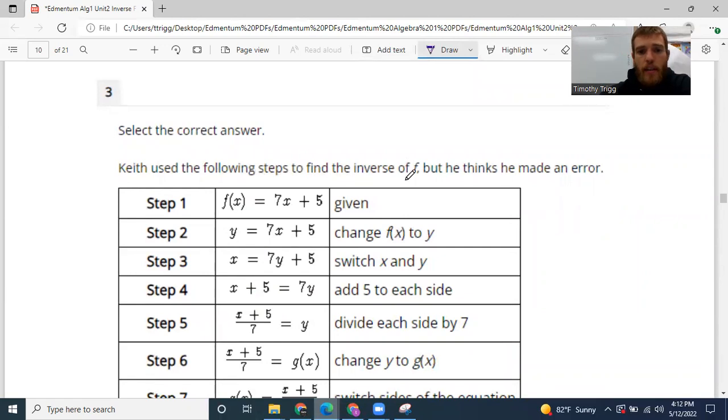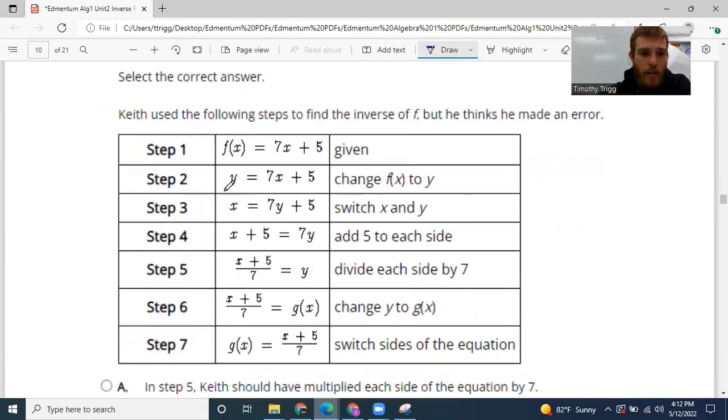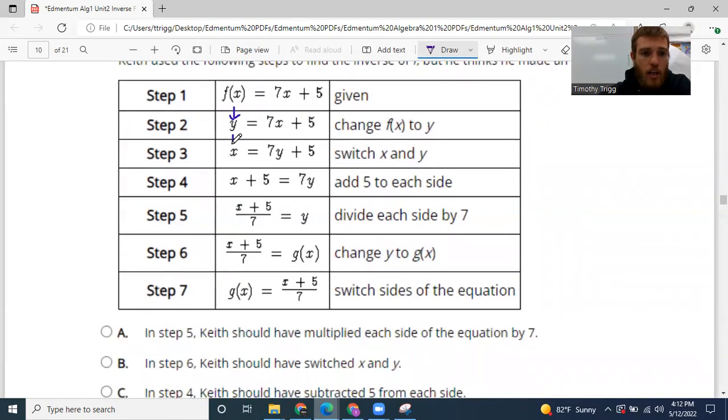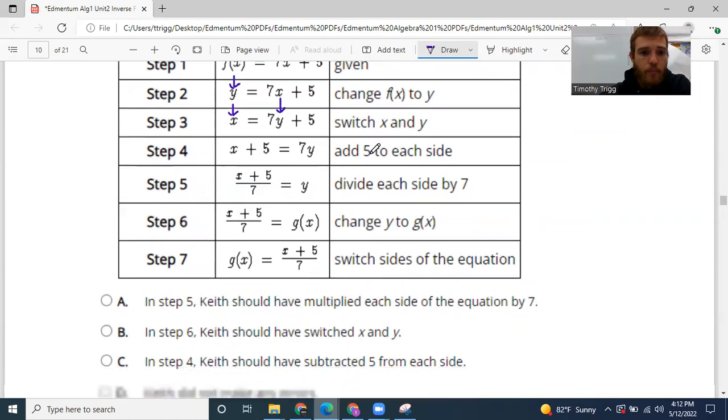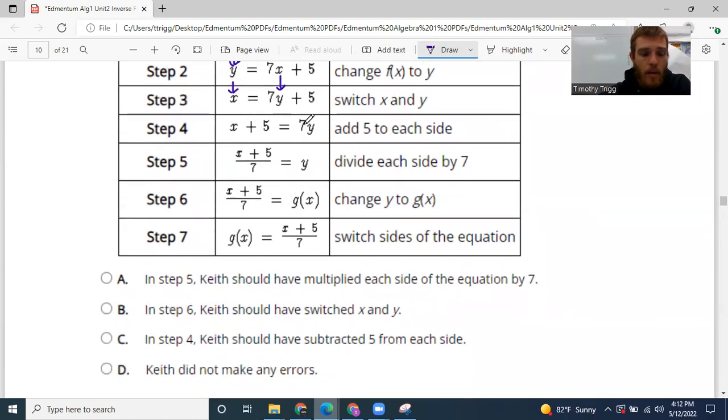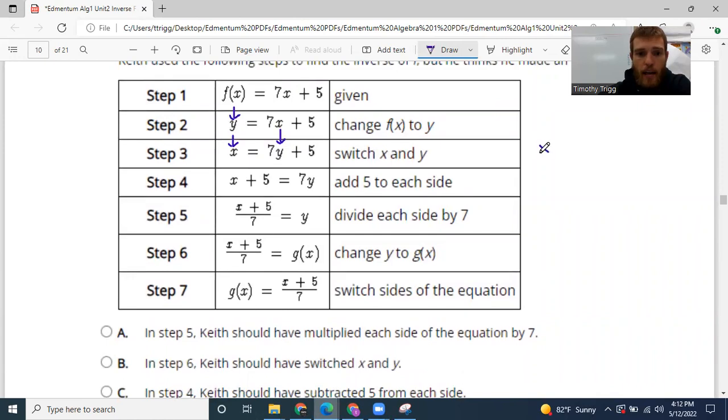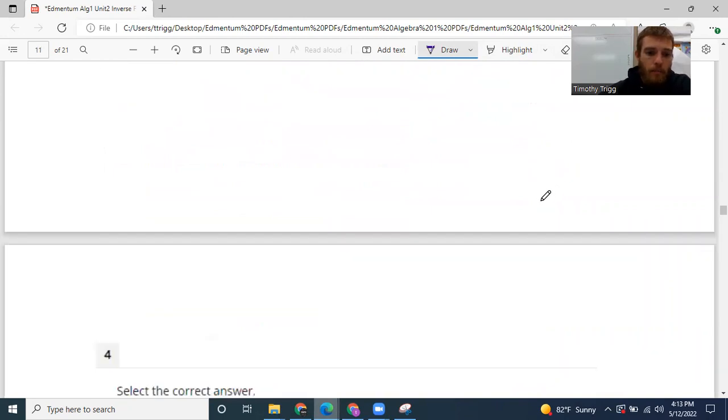Keith used the following steps to find the inverse of f, but he thinks he made an error. Let's see. He's switched f of x with y. That looks good. Then he changed out y for x and x for y. Switch x and y, that looks good. Now, here he had x equals 7y plus 5. Now, what would I do next to solve for y? What would I do next to solve for y? Okay, think about it.